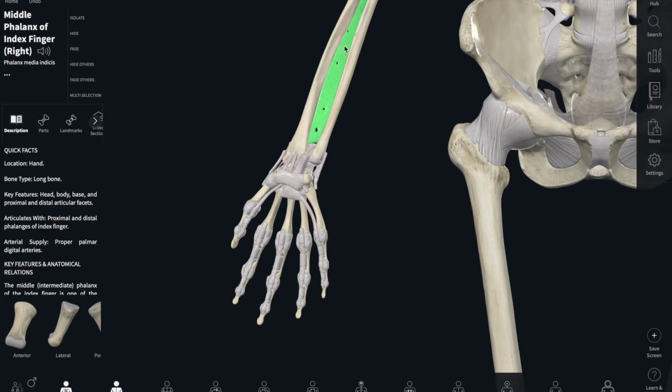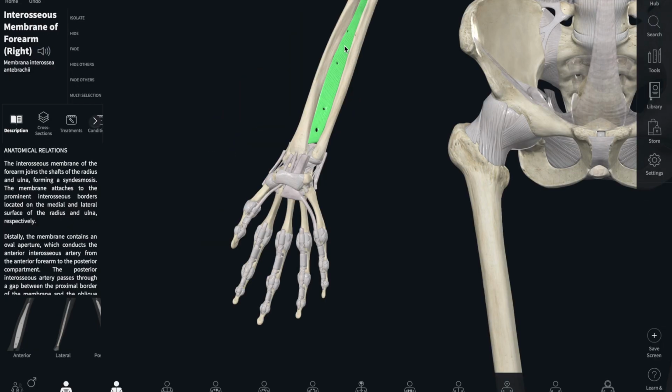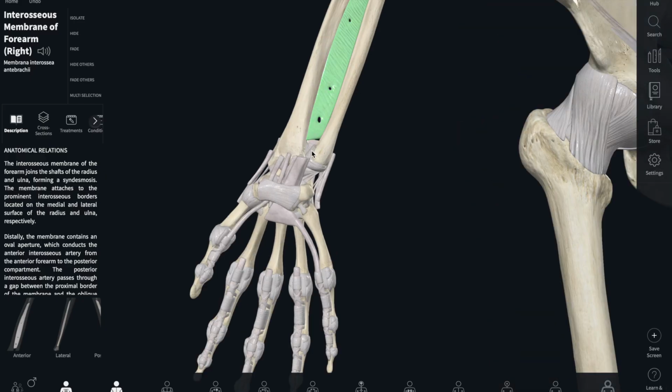Now I'm adding the connective tissue structures of the forearm and hand. The most prominent structure is the interosseous membrane, the thick fibrous sheet connecting the radius and ulna. This membrane stabilizes the two bones, distributes forces during gripping, and serves as an attachment site for deep forearm muscles.